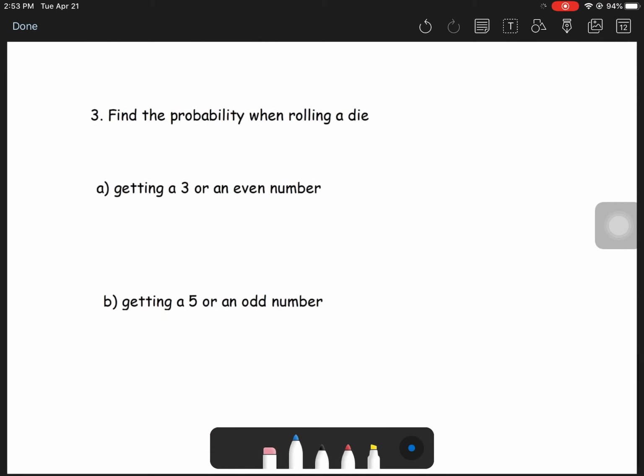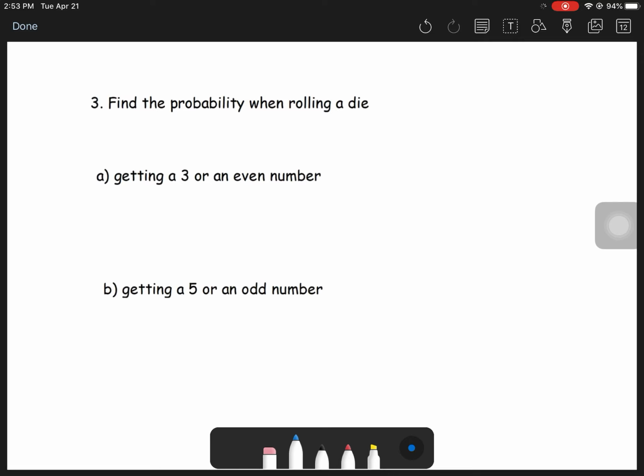So what happens when we roll a die? Well, we know there's 6 sides on a die, numbered 1 to 6. Getting a 3, 1 out of 6. An even number would be 2, 4, 6. That's 3 of those sides. And in this case, there are none that we double counted. So we get 4 out of 6, which reduces to 2/3.